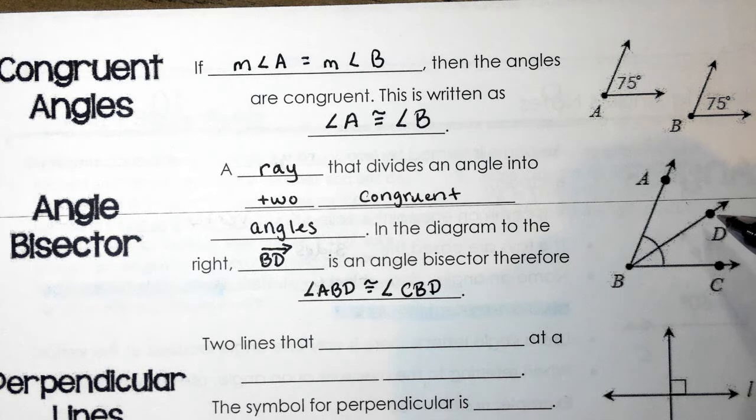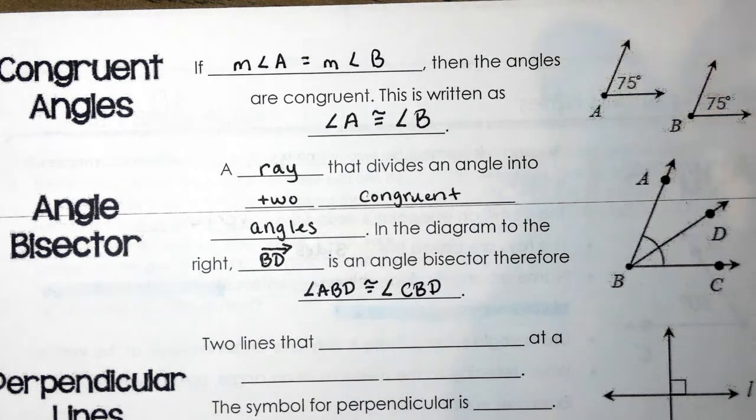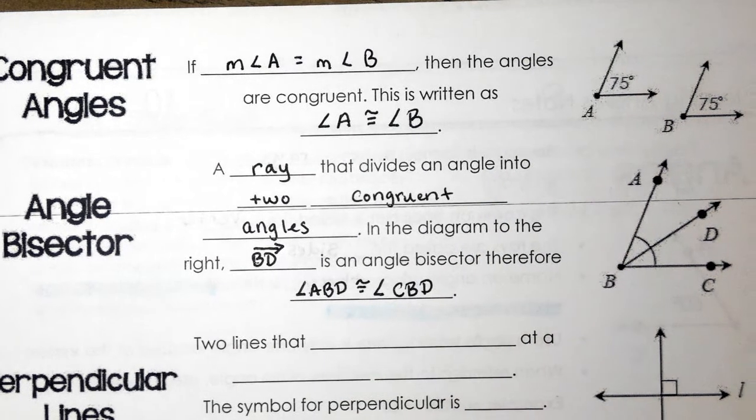Now the significance of knowing that is, if they give me one of these angles, say either the big one, the whole thing, ABC, or one of the two smaller ones, ABD or CBD, I can find any of the other angles just by knowing one of them. For example, let me get y'all to thinking real quick.